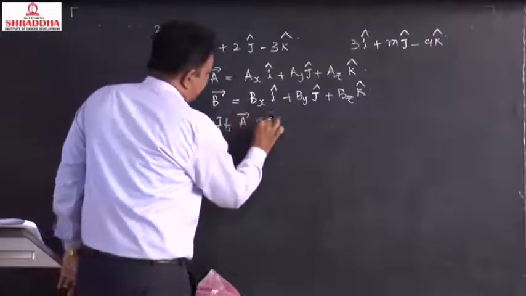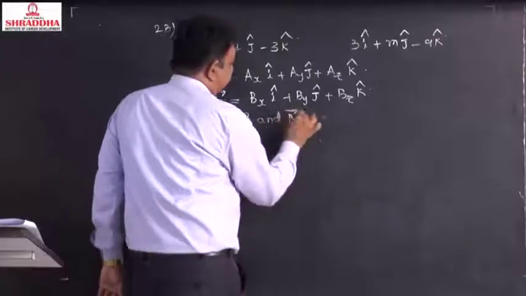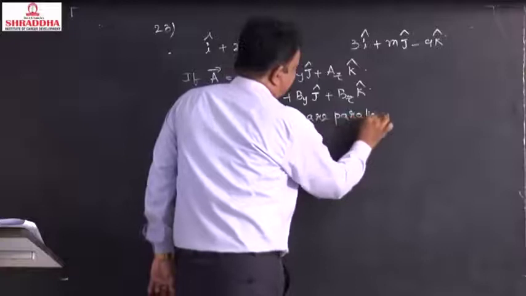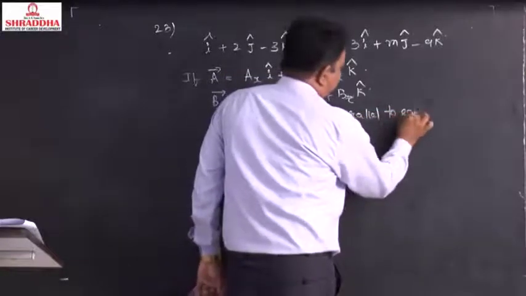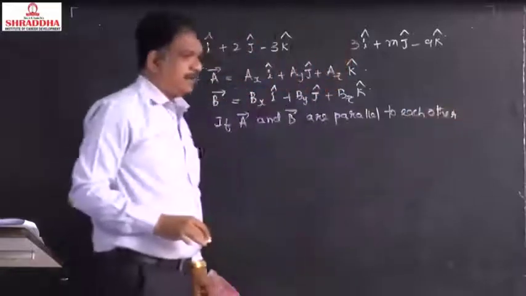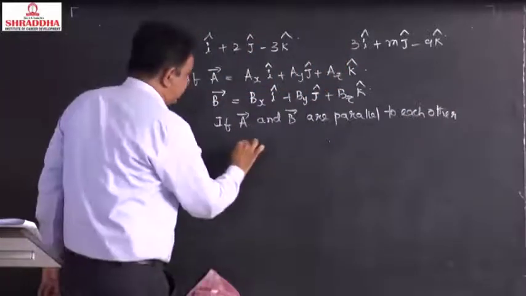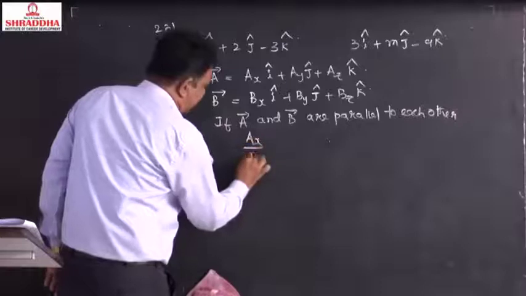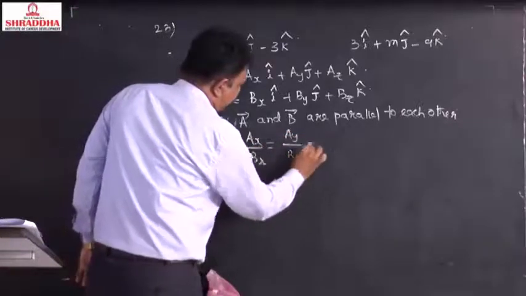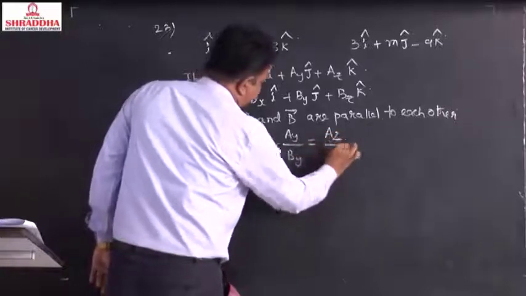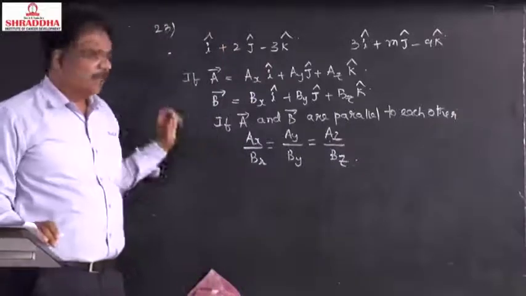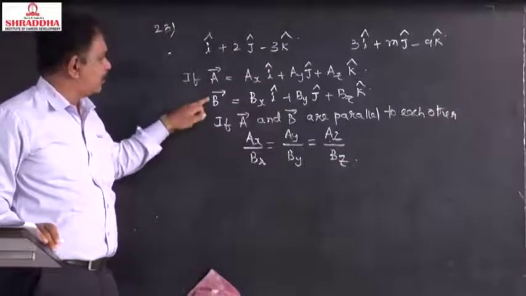If a bar and b bar are parallel to each other, what can we write? ax by bx is equal to ay by by, that is equal to az by bz. We can write like this if these two are parallel vectors.